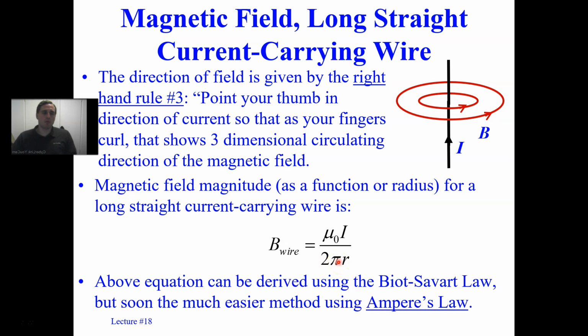So notice that the magnetic field of a wire depends upon this constant mu naught and 1 over 2 pi, so that's a constant. But the larger the current, the greater the magnetic field. And the larger the distance you are away from the wire, the smaller the magnetic field. And it goes as 1 over r dependence. So the magnetic field magnitude is inversely proportional to the radial distance away from the wire.